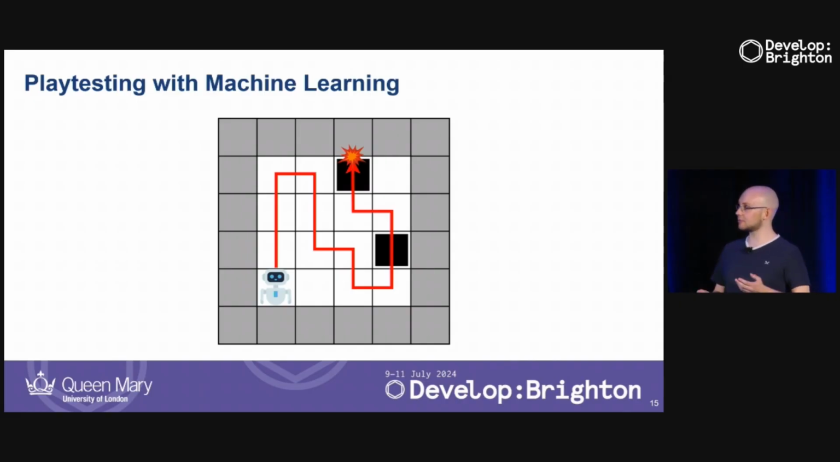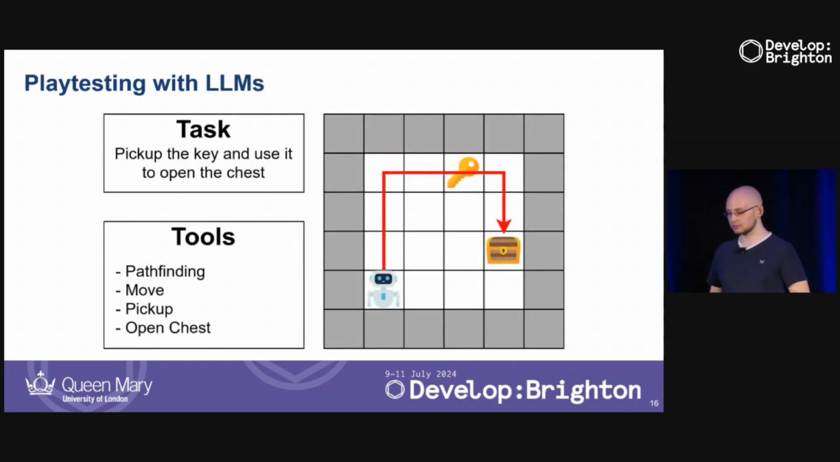So what I'm now proposing is a more hybrid approach, where we have a large language model and we give it some kind of task that we want to test, such as pick up the key and use it to open the chest. And then the hybrid approach is where we give it access to a bunch of tools that we usually have as developers that we already need for developing the game, such as pathfinding, moving to certain places in the world, picking up objects, or in this case, opening chests. And so the large language model is going to use those tools that we provide to it to playtest our game. So in other words, the large language model is not doing the low-level planning, like moving the agent one step by one step. Instead, it's just doing the high-level planning, which it's best suited for, right?